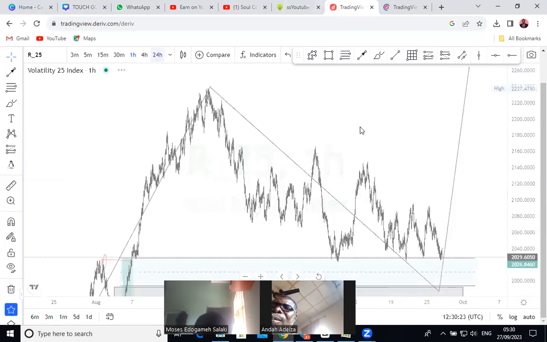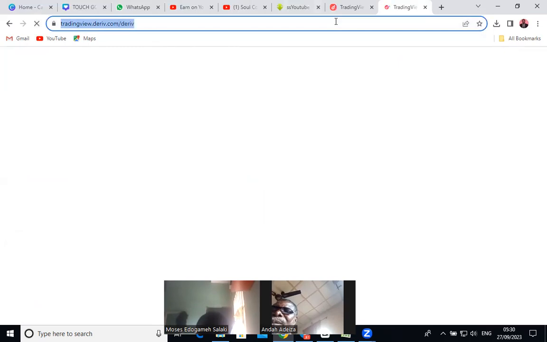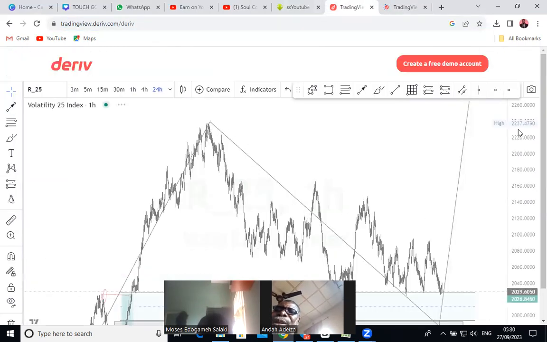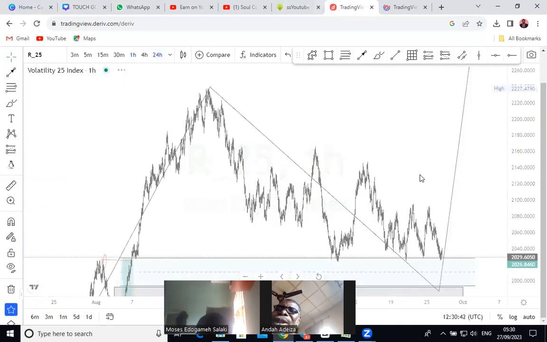If price comes to that daily point of interest, you want to wait for 1 hour to break structure. When we see it on a daily, then we'll go to 1 hour to allow 1 hour to break. Once 1 hour breaks, enter. Yeah. So that's just all you need.